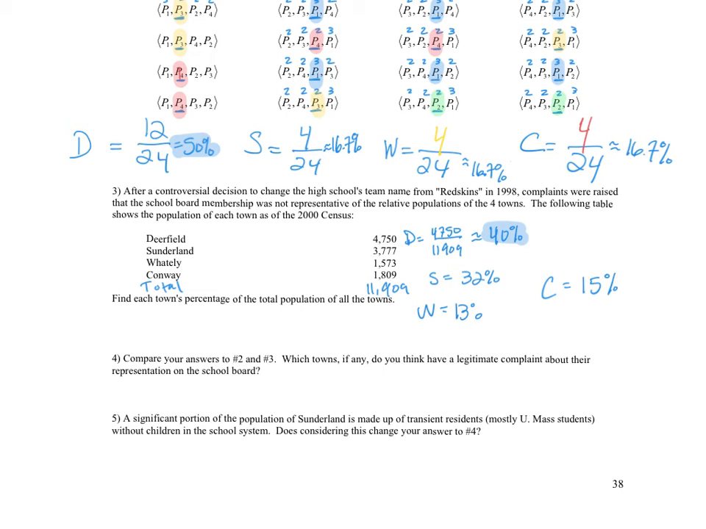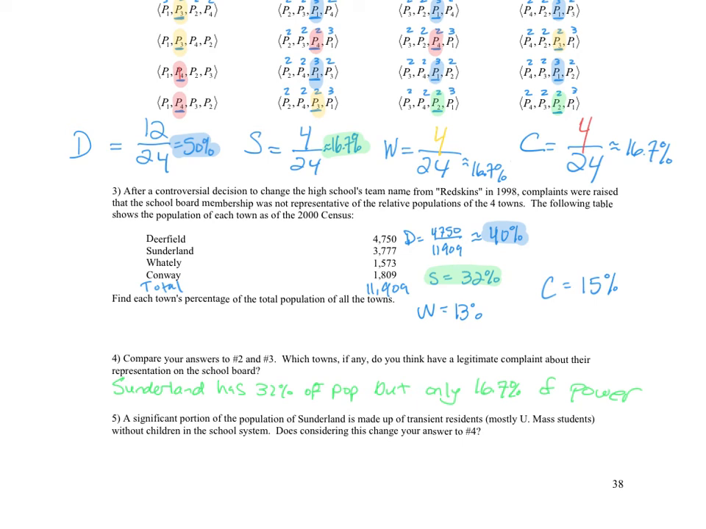Sunderland has 32% of the population and about 17% of the power. So Sunderland might be a little annoyed, right? Sunderland has a large percentage of the population, 32% of the population, but only 16.7% of the power. They have a legitimate right to complain about their representation on the school board.